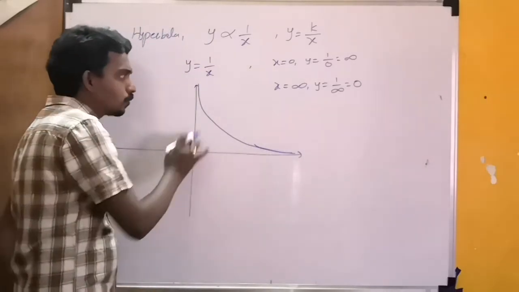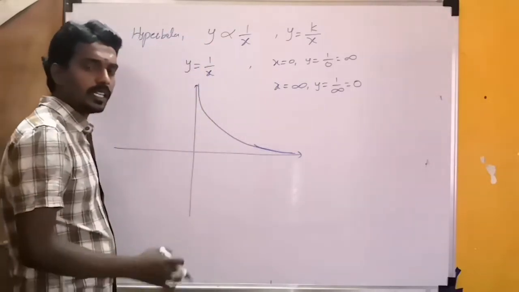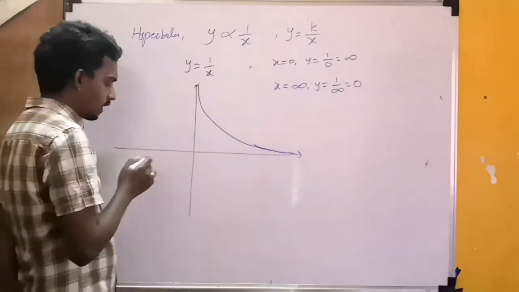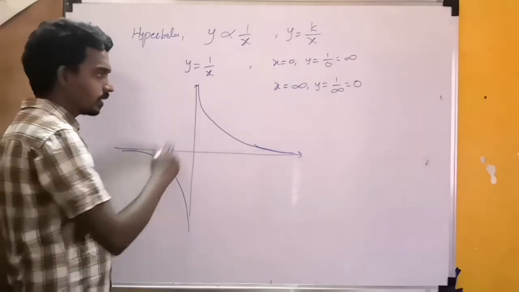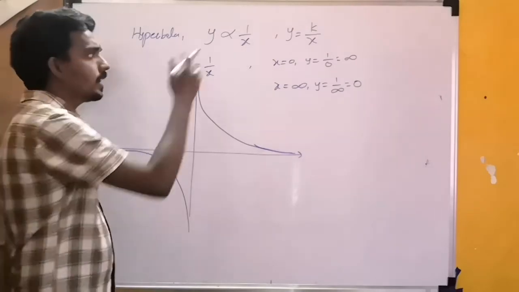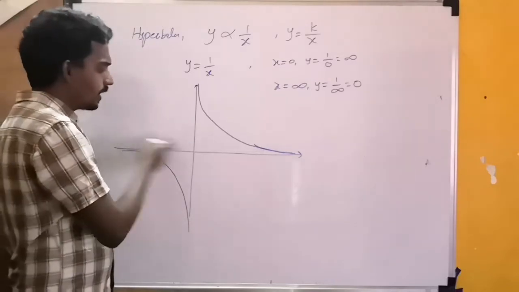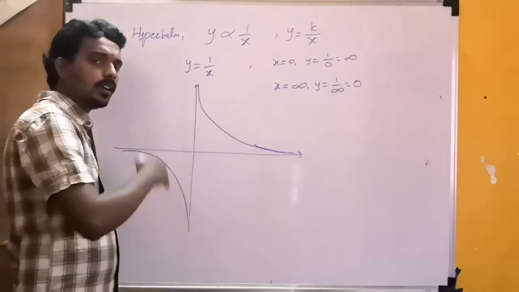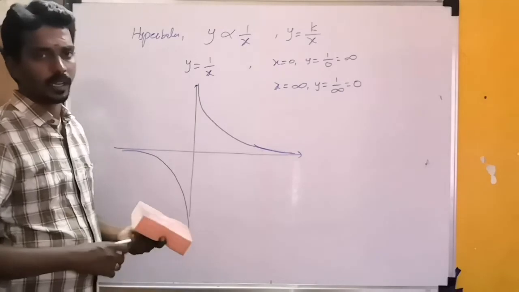When x decreases, y increases. When x increases, y decreases. That is called a reciprocal relation. When x is negative, y is also negative. So the relation comes like this. This is the positive side graph. This is the negative side graph. y is inversely proportional to x. So when y increases, x decreases. When x decreases, y increases. So this kind of graph is called a hyperbolic graph.